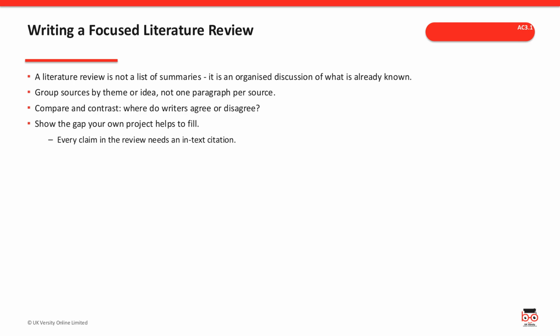A literature review is often misunderstood, so let's be clear about it. It's not a list of one-paragraph summaries. It's an organized discussion of what's already known about your topic. You group sources by theme or idea rather than marching through them one at a time, and you compare and contrast, showing where writers agree and disagree. Done well, it reveals the gap your own project helps to fill, and every claim in it carries an in-text citation.